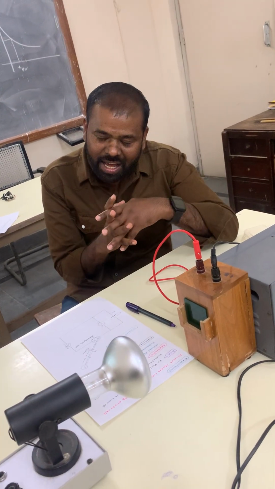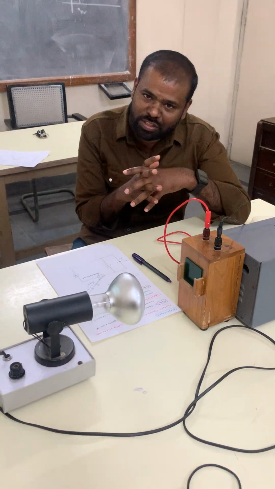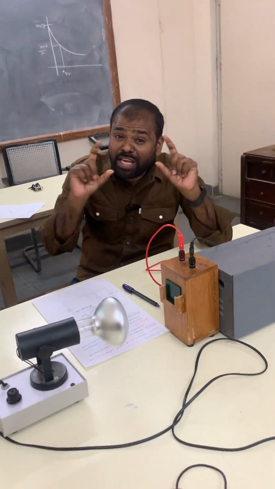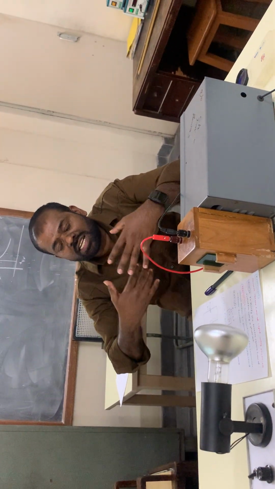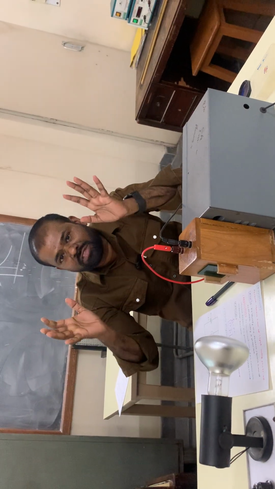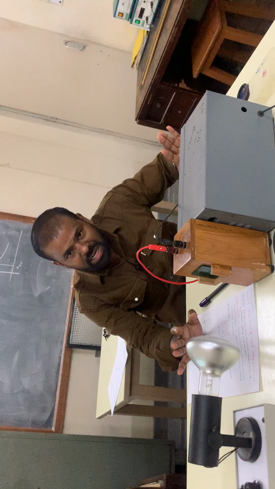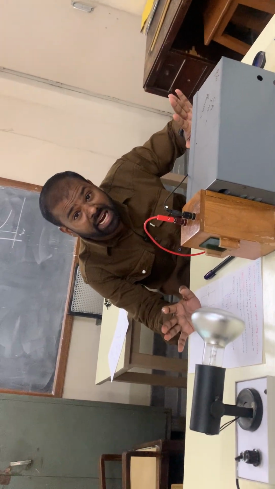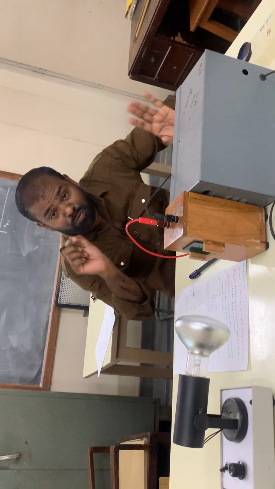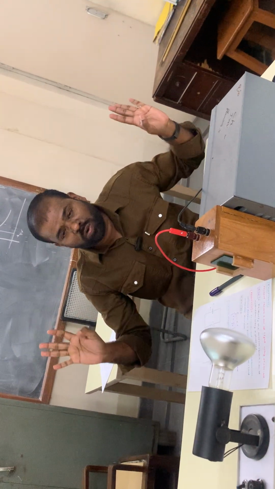Newton's inverse square law is there. Not only that, in electrostatics also the inverse square law is there. What is the meaning of the inverse square law? Current is inversely proportional to the square of the distance. Clear? Right? By using the photocell experiment, we want to prove the inverse square law principle. Photocurrent is inversely proportional to the square of the distance.